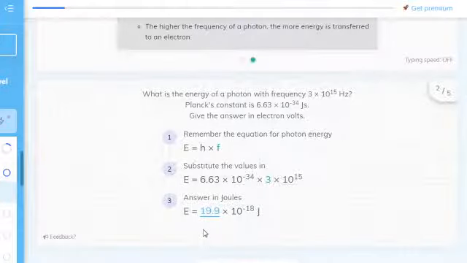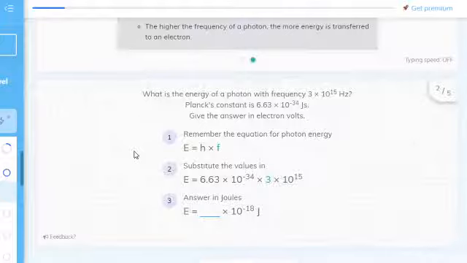Is it not? 6.63 times 3 is 19. I'll give your answer in electron volts. Well, first of all, in joules, it's 19.9. 19.20. Well, what do you want from me, man? What do you want from me?